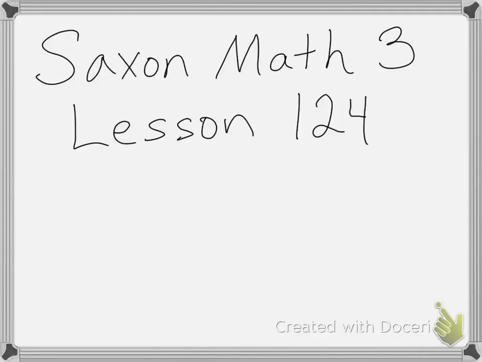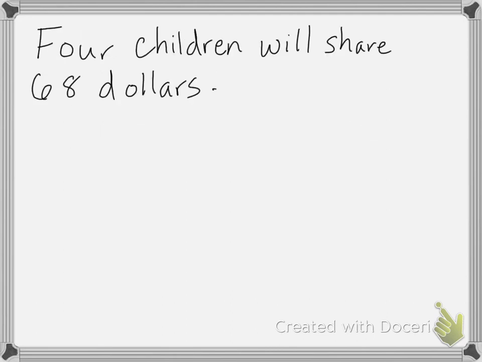Today's lesson is lesson 124, dividing a two-digit number by a one-digit number. Let's pretend that 4 children will share $68. I would like to know how much money each child will get, but it is difficult to find this answer mentally. So today I will show you how many people divide when they can't find the answer using mental computation.